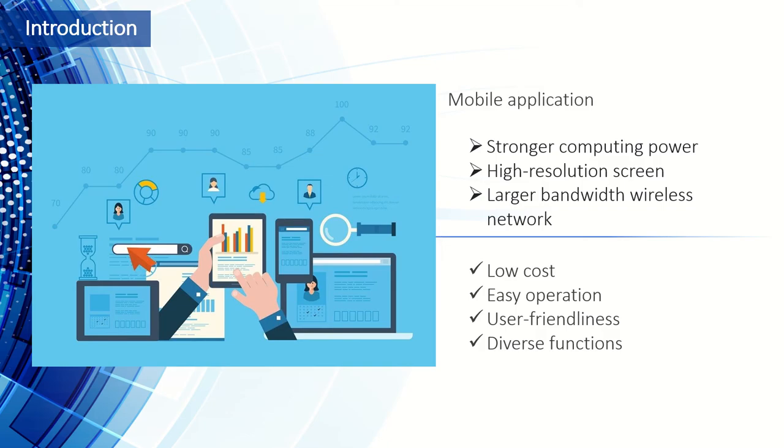Mobile applications running on small handheld mobile devices have developed rapidly because of their mobility and accessibility. At the same time, improved hardware also provides better support for mobile computing applications, such as chips with stronger computing power, high-resolution screens, and larger bandwidth wireless networks.